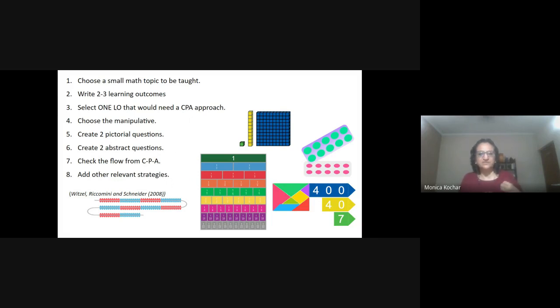If I'm adding single digits, maybe a 10 frame is fine. If I'm adding double digits, maybe I need Dean's cubes. If I'm adding large numbers, maybe I need the full Dean's cube set. Then create pictorial questions.